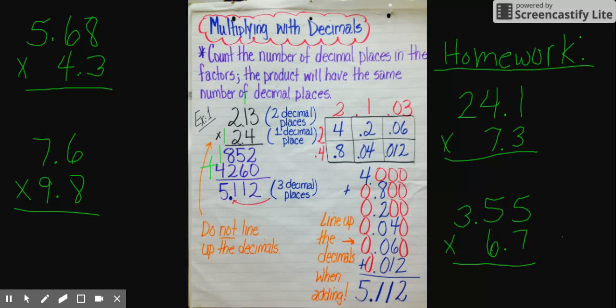Okay, so for homework, you only have these 4 problems to complete. Again, if you're having problems, you can always pause or rewind this video and go back to the section that you're having trouble with. You can also ask someone at home to help you.